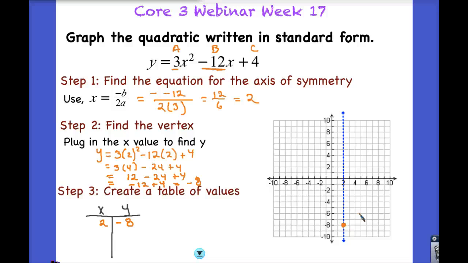Gloria, are you with me? Wait. As in open, you mean like if it opens up and it goes like that? Okay. Yeah, if it opens up, it'll look like a U. If it opens down, it'll look like an N, kind of like an N, or an upside down U. Yes. An umbrella.